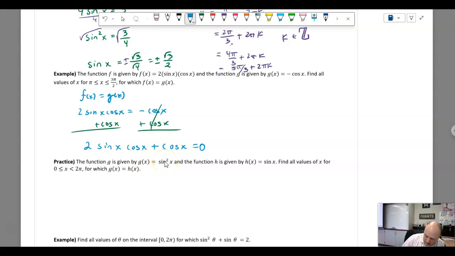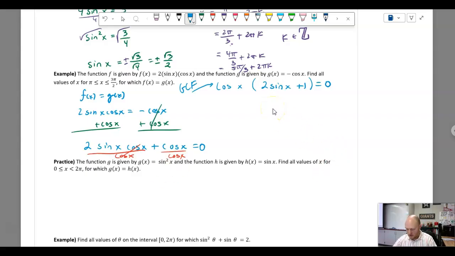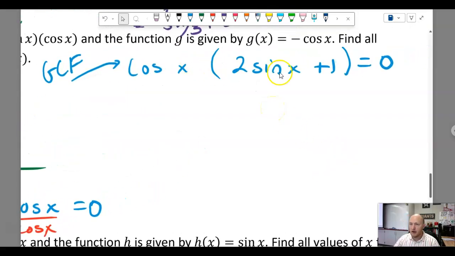So what I'm going to do is factor this out. I'm going to take out a GCF. This is a GCF of cosine x, and what's left over is 2 sine x. Here I lose a cosine x. This cosine x cancels, and cosine x divided by cosine x is 1. So I get this equals 0. This is a GCF factoring type problem, and now I can go ahead and solve these separately.